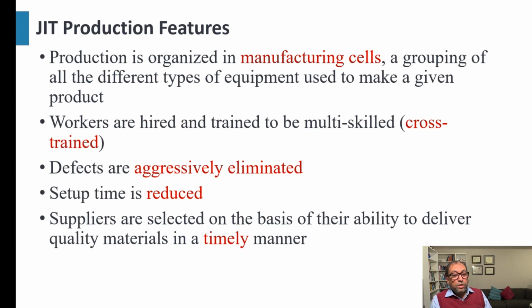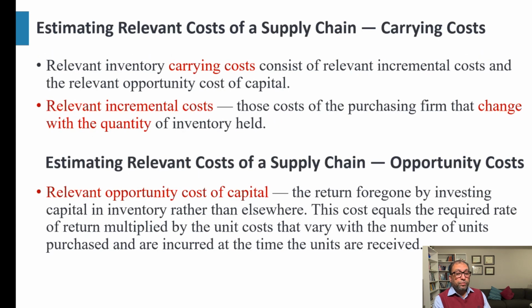Production is organized in manufacturing cells, a grouping of all the different types of equipment used to make a given product. Workers are hired and trained to be multi-skilled and cross trained. Defects are aggressively eliminated and setup time is reduced. Suppliers are selected on the basis of their ability to deliver quality material in a timely manner. Eliminate relevant cost of the supply chain.